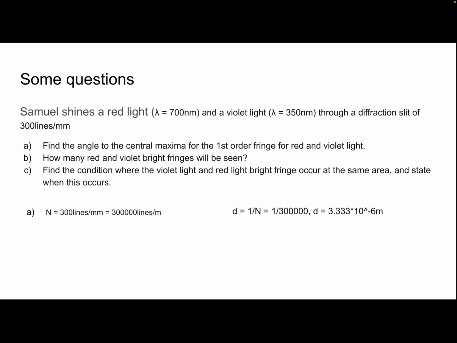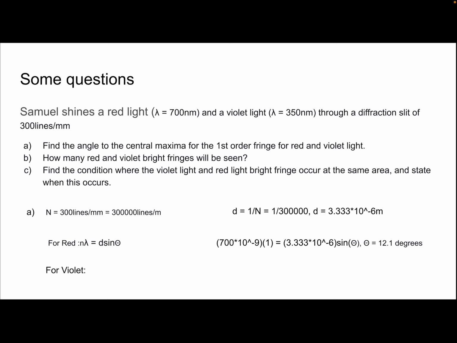Now we can use n lambda equals d sine theta to find the first order fringes for the red and violet light. So for red, n lambda equals d sine theta, and for the first order fringe, n is simply equal to 1. If we plug in our numbers, make sine theta the subject, and take the inverse sine of both sides, we should find that theta equals 12.1 degrees.